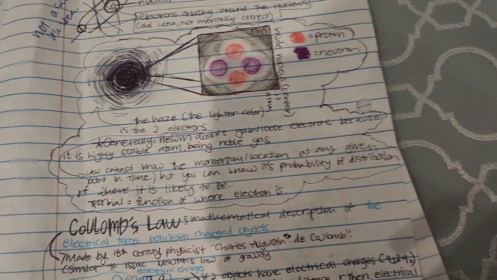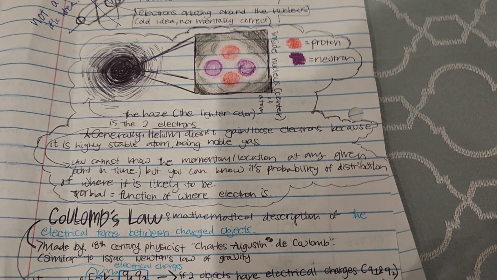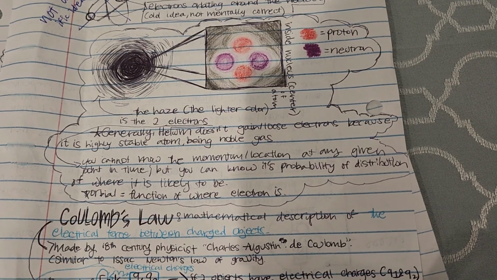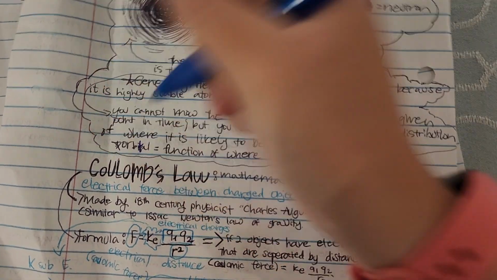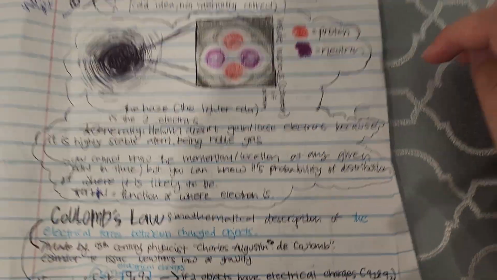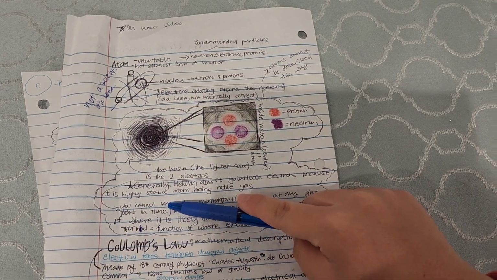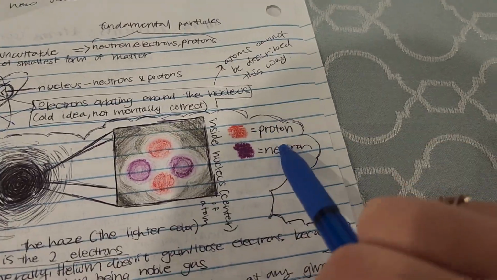You cannot know the momentum and location at any given point in time, but you can know its probability distribution of where it is likely to be. Orbital, sorry, I spelled that wrong, is the function of where an electron is, and this is how it looks, like I mentioned before. Before I forget, these protons and neutrons are once again inside the nucleus.